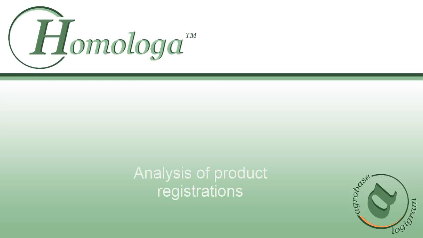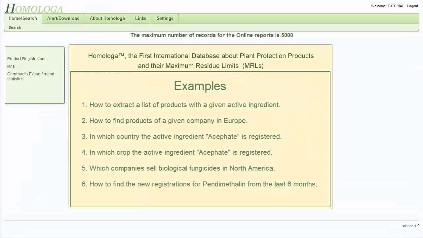Hello and welcome to this video tutorial on the analysis of product registrations in the new version of Homologa. In this video, I will go through 6 short examples to show you how Homologa can be used to analyze crop protection products. In our first example, I will show you how to extract a list of products with a given active ingredient.